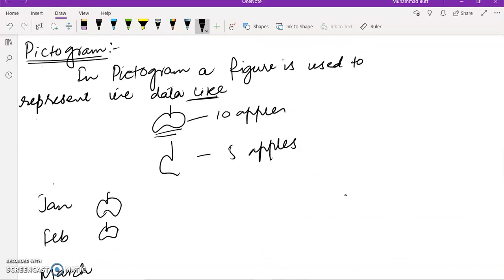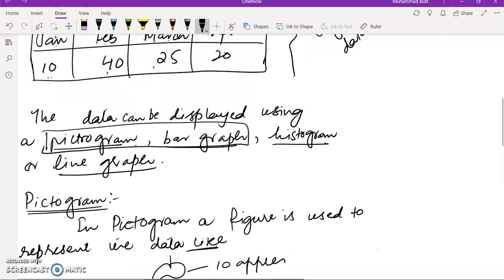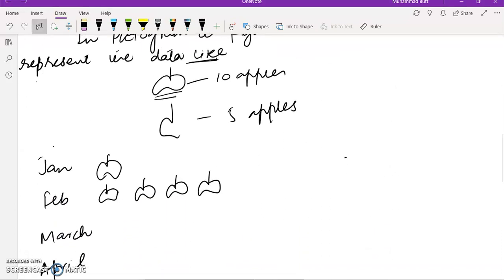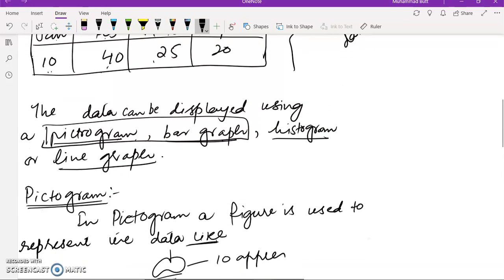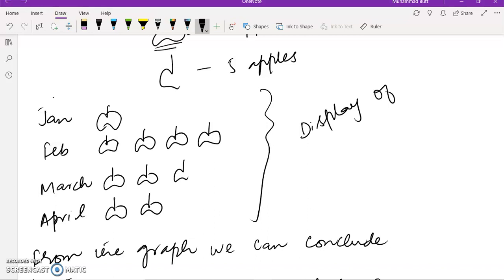1 apple is representing 10 apples, so 4 apples means that we can show that 40 apples have been sold in February. In March, he sold 25, so we are going to draw 2 apples and a half for 5 apples. And in April, he has sold 20 apples. It means that we will draw only 2 apples. This is the pictogram, and this stage is called display of data. We are displaying the data using pictogram.